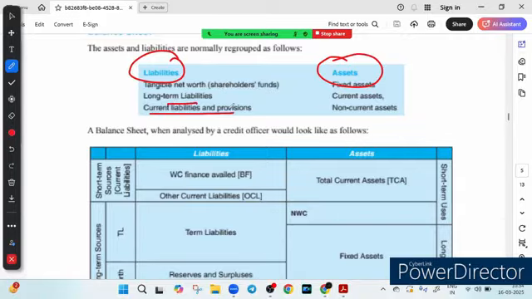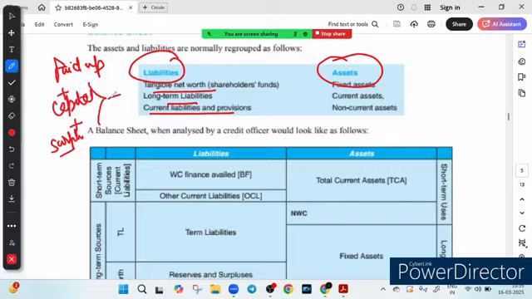You can see tangible net worth. Tangible net worth means company-owned funds, including paid-up capital and capital reserves. Let me write it down. Owned funds include paid-up capital, plus capital reserves, plus surpluses. These things are included in the tangible net worth. Now the asset side represents how the funds are used. So assets represent the usage of funds.